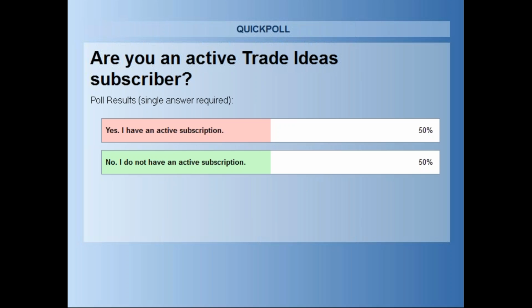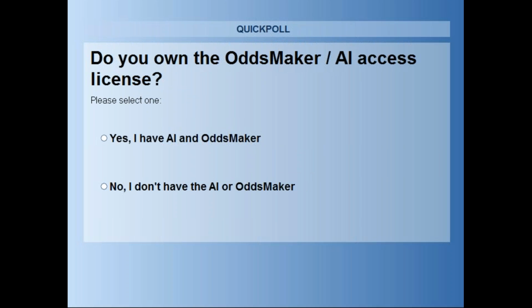Quick follow-up question for those of you who answered yes in the last one. Do you have the OddsMaker AI license? It's a one-time cost, and it is active whenever you have an active Trade Ideas subscription, but the access to AI and the higher functionality is yours for life. It's just a one-time purchase to add that to your Trade Ideas capabilities. I'll let this stay open for just another moment.